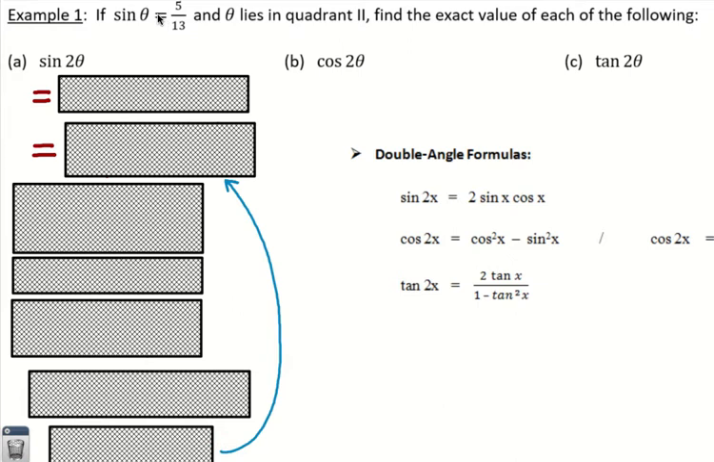So in example 1, they're saying, if the sine of theta is 5/13, and theta lies in quadrant 2, find the exact value of the following. Let's start with the sine of 2 theta. Like I said in class and in the last video, it doesn't matter what variable this is, if it's an x, a theta, an alpha, doesn't matter.